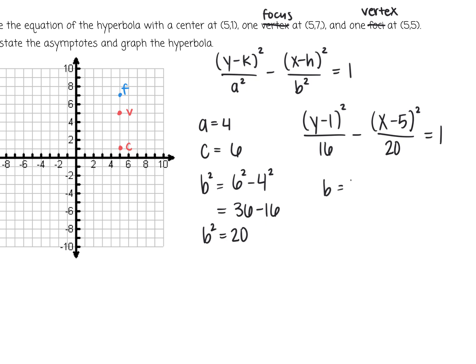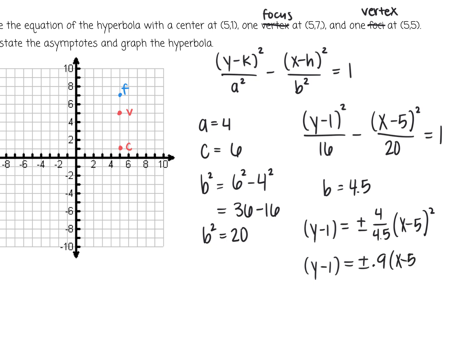which is about 4.5. So for my asymptotes, we'll have y minus 1 equals plus or minus, and then because y is first, we'll do a over b, so 4 over 4.5, and then (x - 5). Which, if I'm going to simplify 4 over 4.5, is y minus 1 equals plus or minus 0.9 times (x - 5).